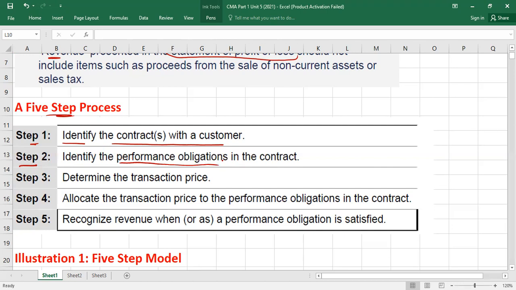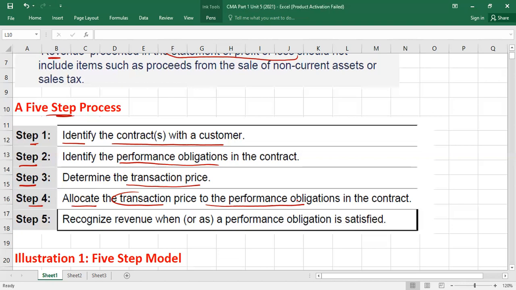What is a performance obligation? It's a promise. What as a seller are you going to sell? Are you going to sell a good or a service? Step number 3: you need to determine the transaction price. Transaction price means the price at which you are going to deliver goods or services. Next, step number 4: we have to allocate the transaction price to the performance obligations. Sometimes you might sell more than one good or service. In that scenario, the sale price of the whole contract you need to allocate.